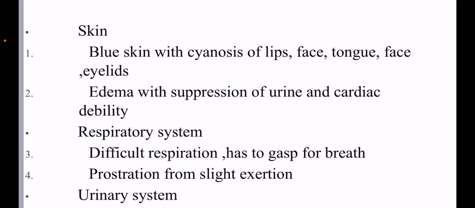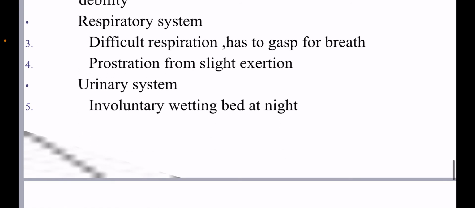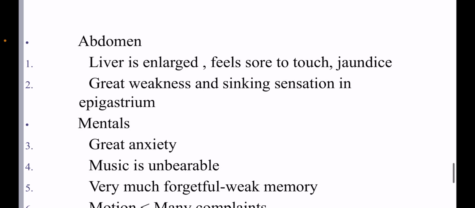Respiratory system: difficult respiration, has to gasp for breath. Prostration from slight exertion. Urinary symptom: involuntary wetting of the bed at night. So he passes urine involuntarily. Abdomen: the liver is enlarged, feels sore to touch, jaundice. There is great weakness and sinking sensation in the epigastrium.